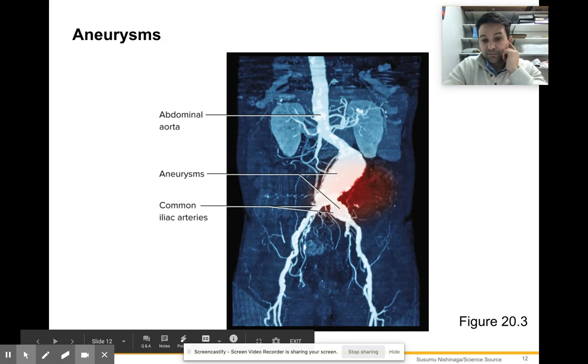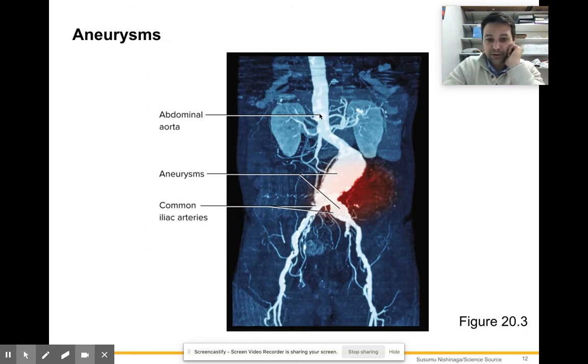Here is a picture of an aneurysm. So here's the abdominal aorta, which leads down here into the common iliac arteries down here and here. And here is the aneurysm in the abdominal aorta. And you can see the blood that is exiting right there.